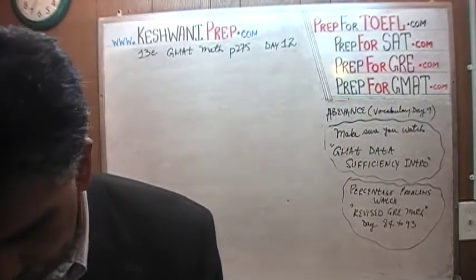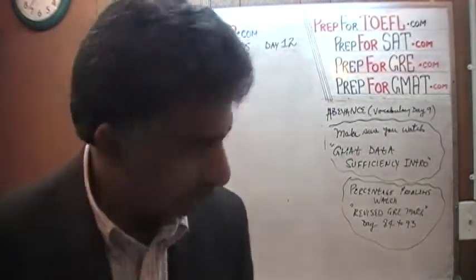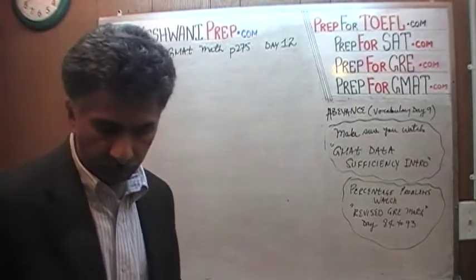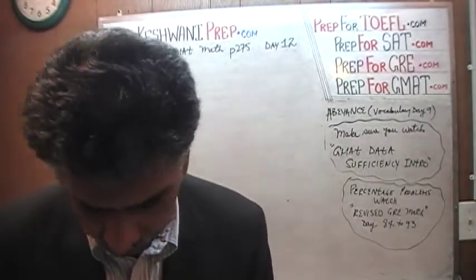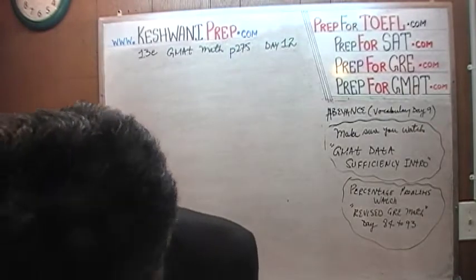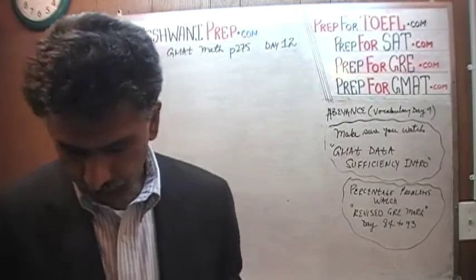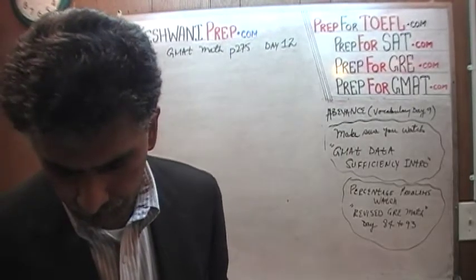The problem that we are about to solve is the one that you will find on page number 275. Page 275, and today is our lesson number 12, day 12. These are data sufficiency problems, and we are on problem number 9. Let's take a look at it. Turn to page 275 and read the question to yourself.